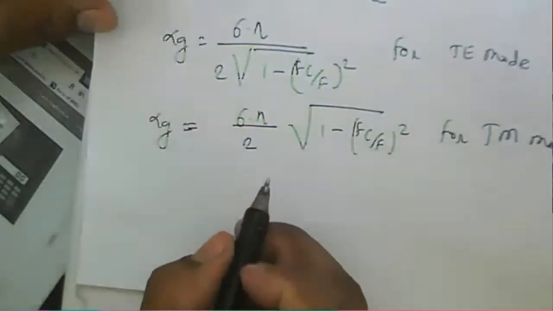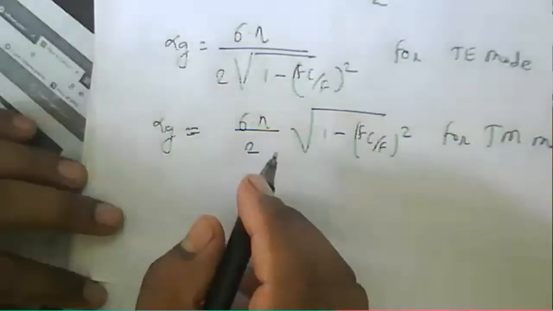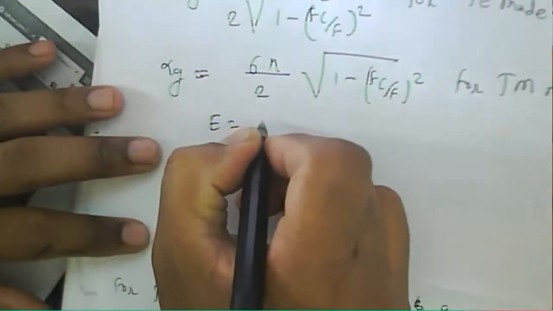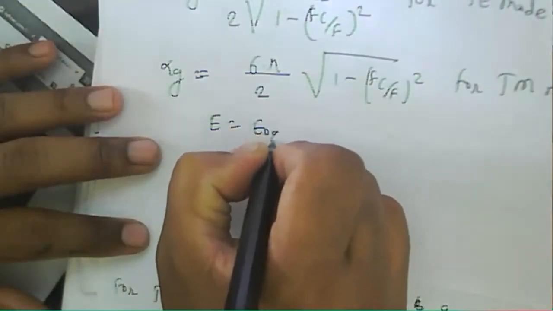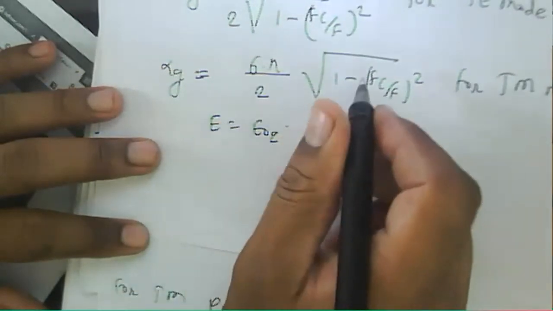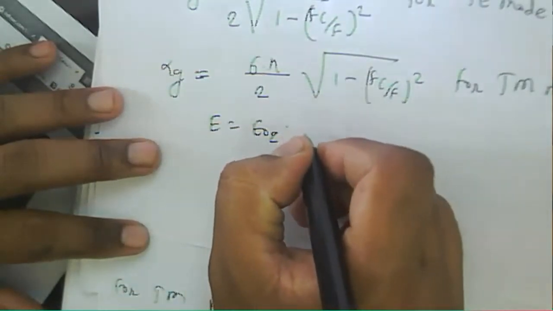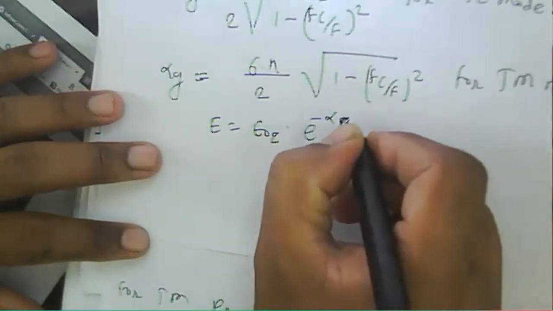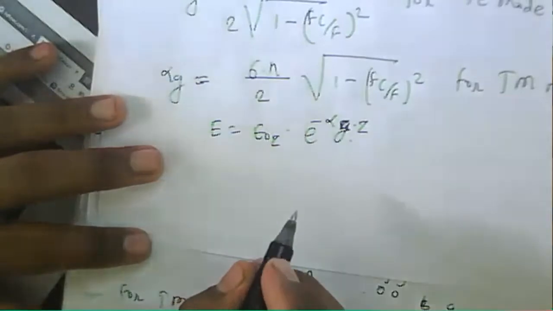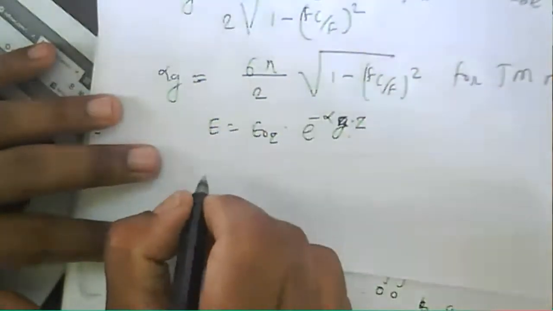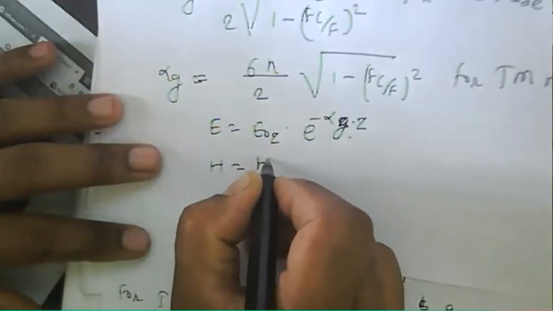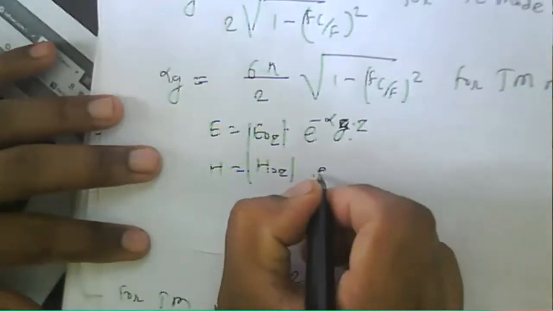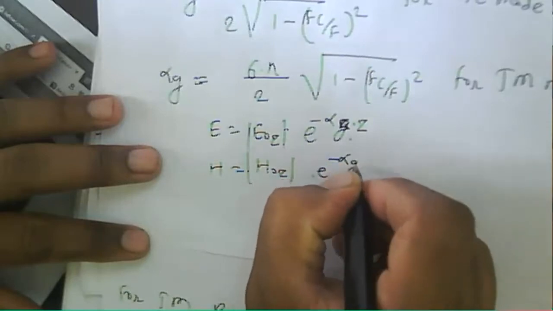Okay, so we can write that equation of electric field. Generally, we say that the electric field component is E0z in the z direction, times e raised to minus alpha g, which is along the direction of propagation. Similarly, we can find out the H0. We just consider the magnitude, no plus or minus. So that is about my alpha g.